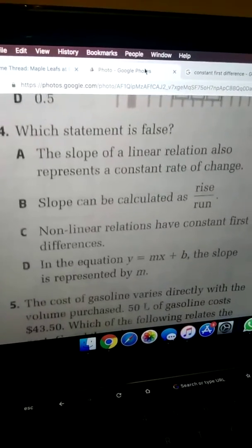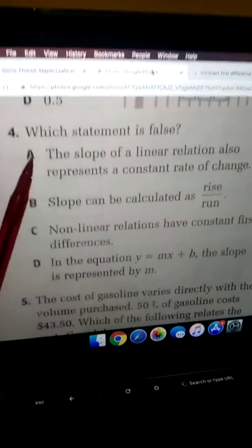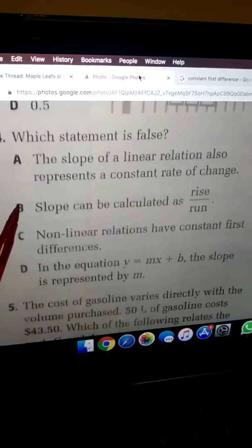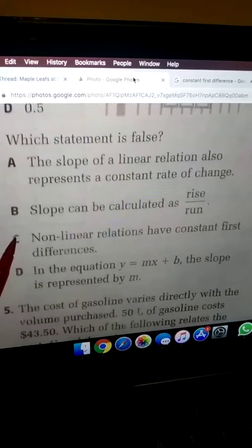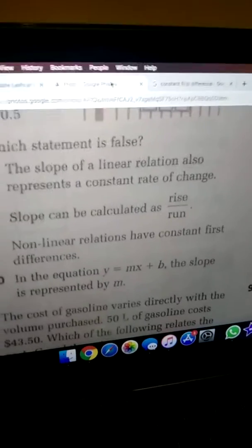Alright, so question 4 is asking which statement is false. Is it A, the slope of a linear relation also represents a constant rate of change? B, slope can be calculated as rise over run. C, nonlinear relations have constant first differences. Or D, in the equation y equals mx plus b, the slope is represented by m. So the first thing, let's just go through these.